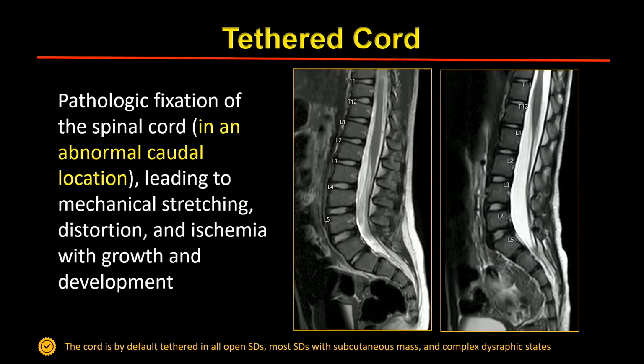It's important to remember that the cord is by default tethered in all open spinal dysraphism, and most of the spinal dysraphism with subcutaneous mass or complex dysraphic state. So you don't have to mention that the cord is tethered. Physiologically, the cord is tethered in most cases of open and closed spinal dysraphism with subcutaneous mass. Now, outside of the setting of these entities, the two most common abnormalities which we see in the setting of tethered cord are a low-lying conus, which means the conus below the L2, L3 disc, which we saw earlier, or you can have a normal position conus with a thickened filum, which people also call tight filum syndrome or tight filum fatty syndrome.